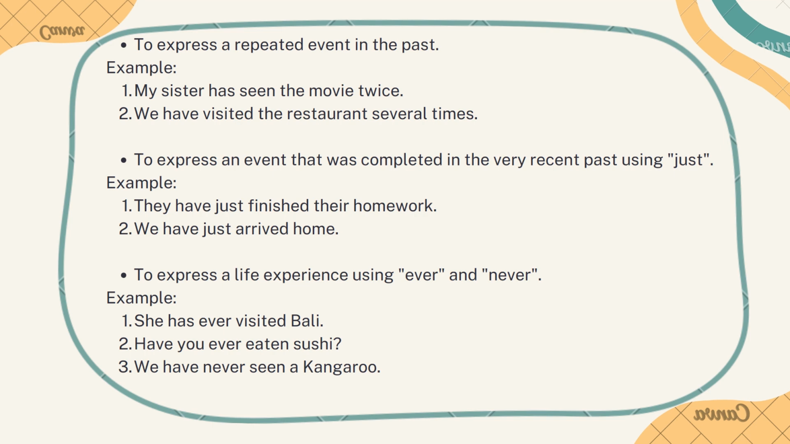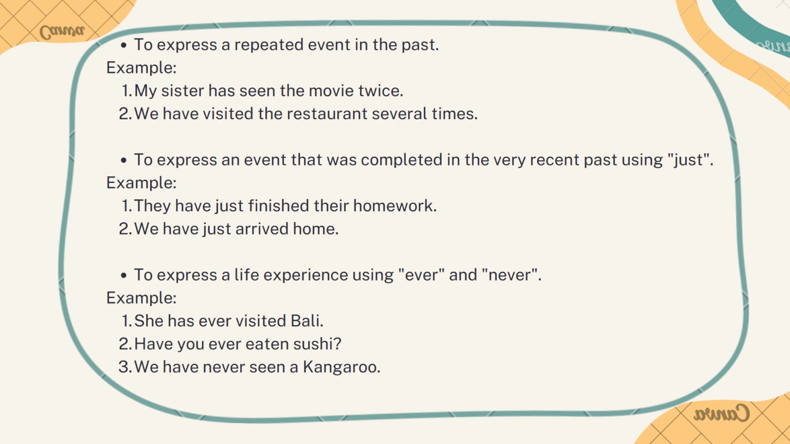Example 1, my sister has seen the movie twice. We can see the word twice. Once, twice, 3 times, 4 times, 5 times, and so on. Those words express repeated events in the past. So when we want to talk about a repeated event in the past, we can use present perfect.